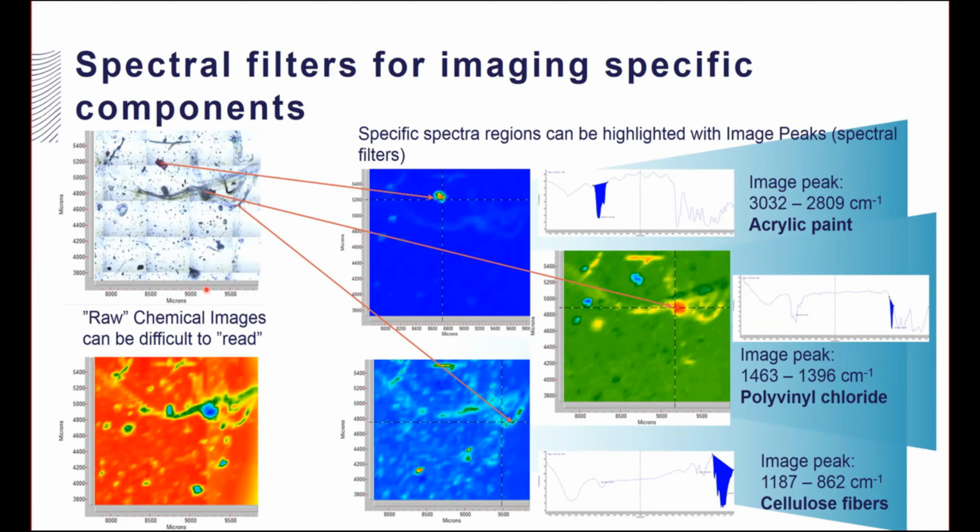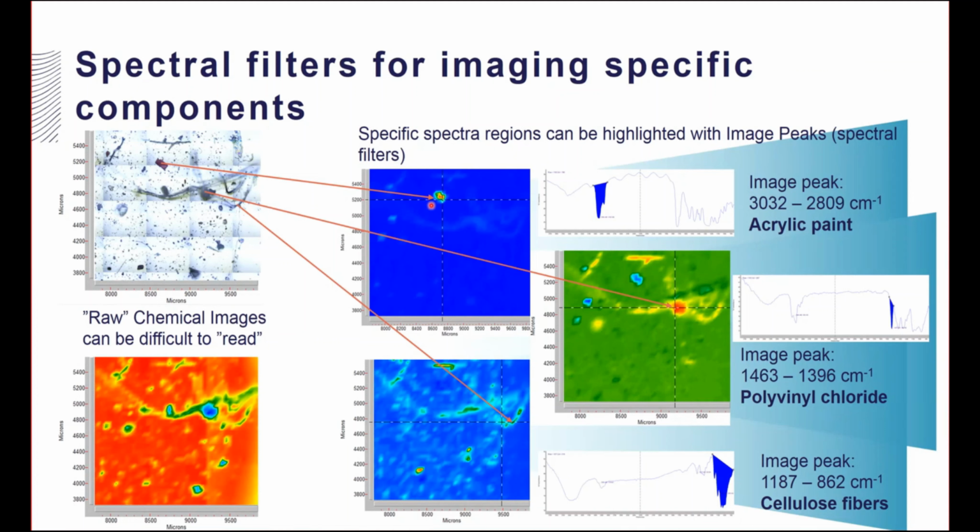One way to make it easier is to use filters for imaging specific components in the spectra. As you can see, this is an optical image, and this is the raw chemical image, which is not telling us that much. But if we apply a specific filter in some spectral region that highlights the presence of specific molecules and therefore materials, we can isolate specific areas in the chemical image.